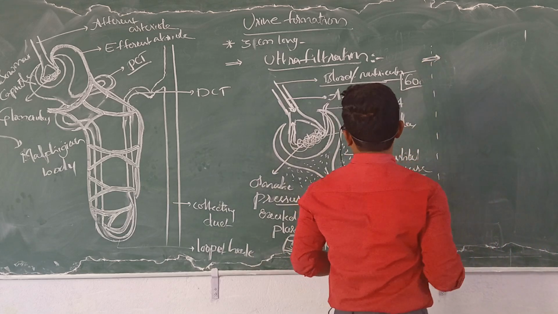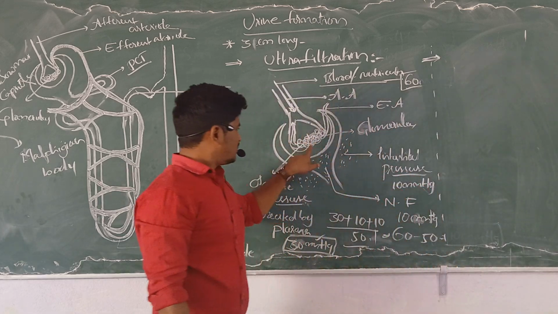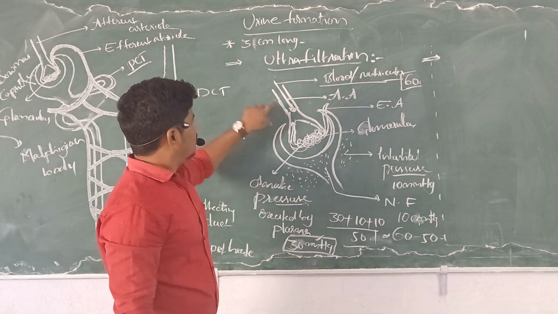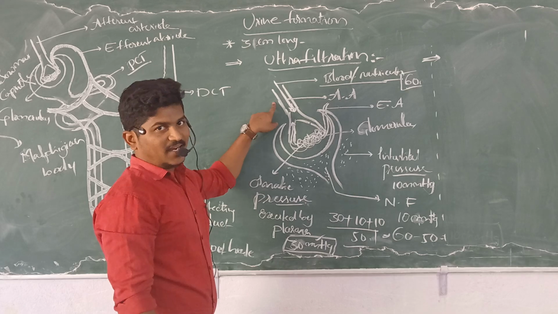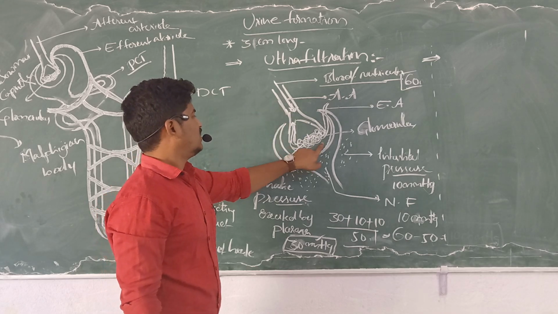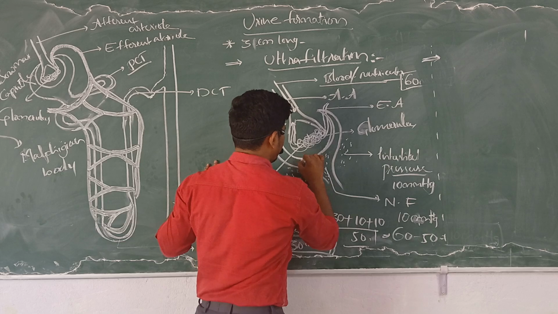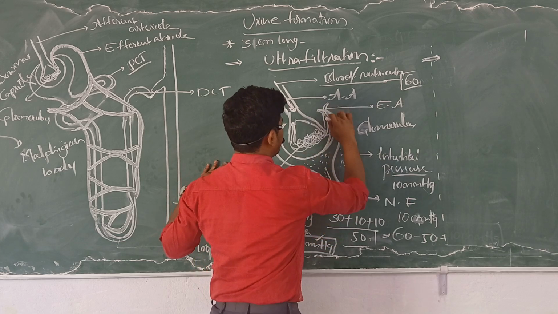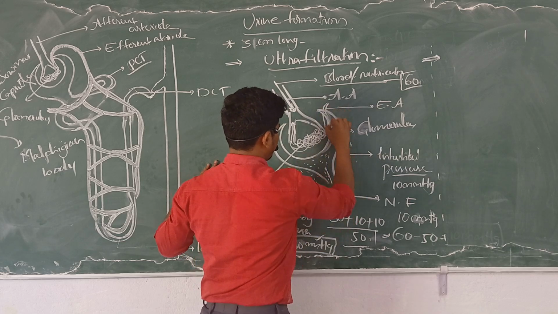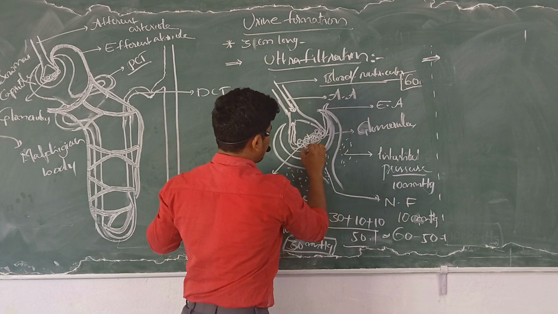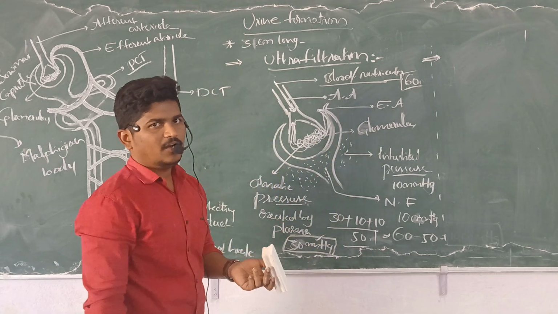And here, let us see. Now it has entered. As we know, this is an afferent arteriole. Arterioles open into the capillaries, which are present here. And this area is made up of simple squamous epithelium. And this is made up of blood vessels, as we know, endothelium.